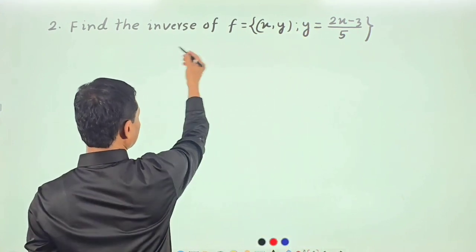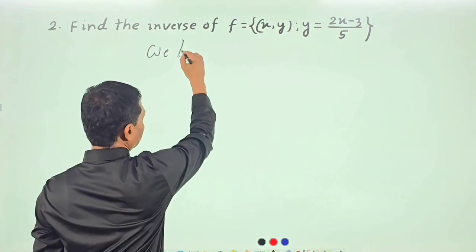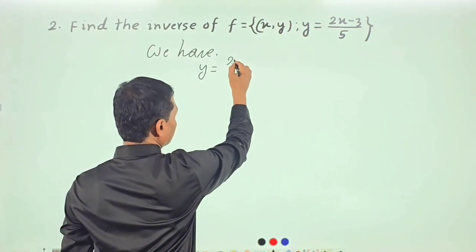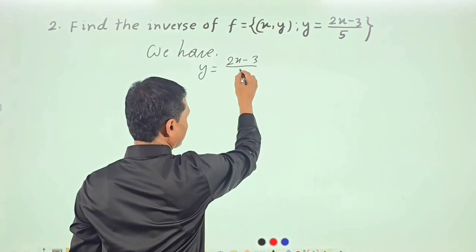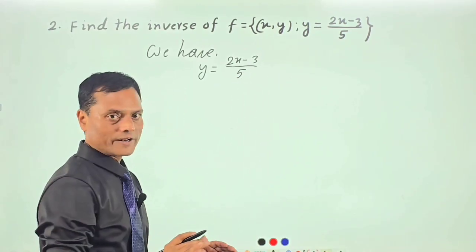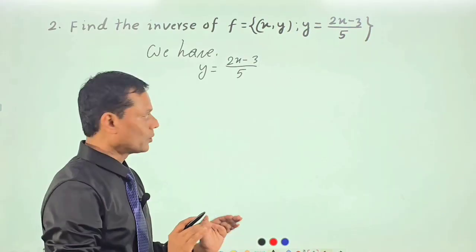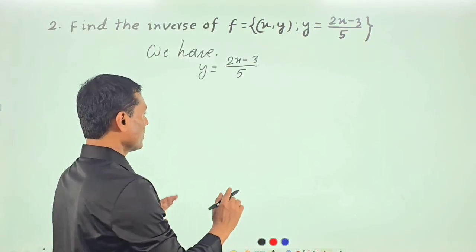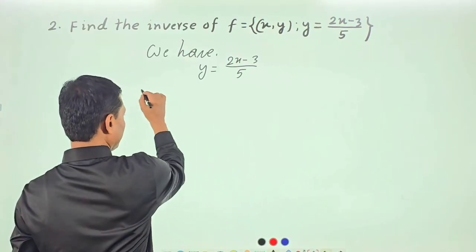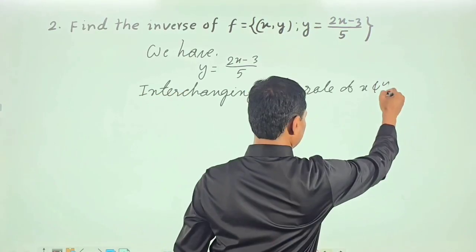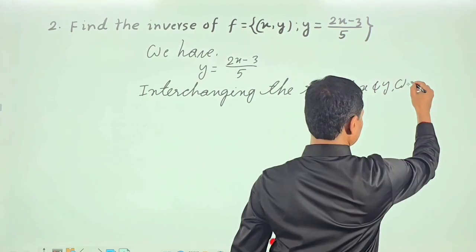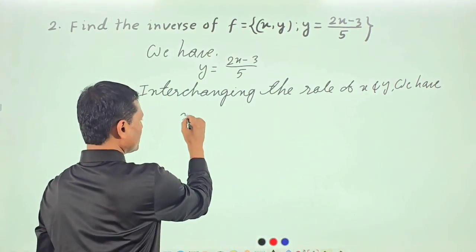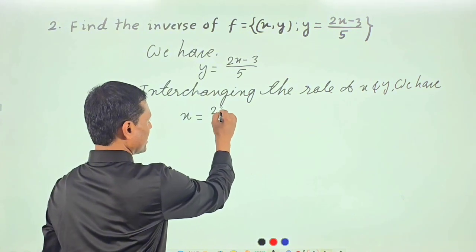So first of all, we can write here, we have y equals to (2x minus 3) by 5. So y is already given. The first sentence, where y is the image of x under f, is not compulsory to write here. Just we have to write interchanging the role of x and y, right? So interchanging x and y, we have y becomes x and x becomes y.